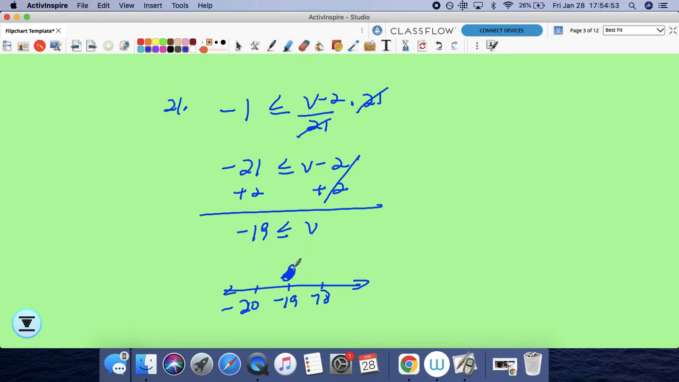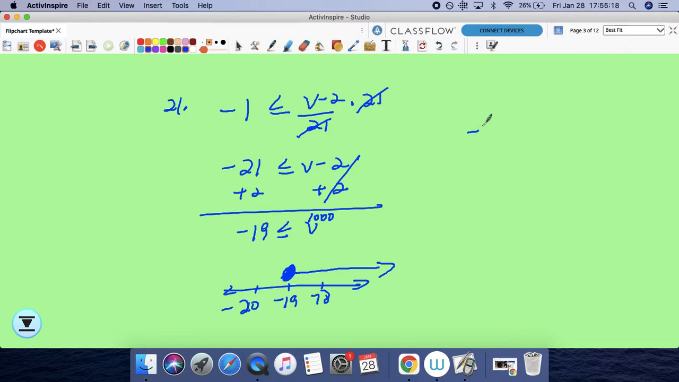So if you don't know which way to point, I suggest you pick an extreme number. Pick 1,000, just to exaggerate a little bit, and see if that's true. Is negative 19 less or equal to 1,000? Yes, it is. And where's 1,000? 1,000 is to the right on my number line, so we want that. That's the solution, right? Any number to the right of negative 19, including negative 19.